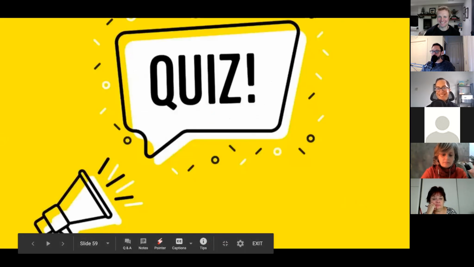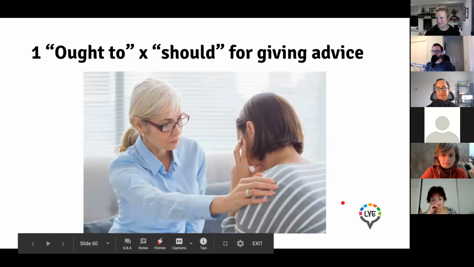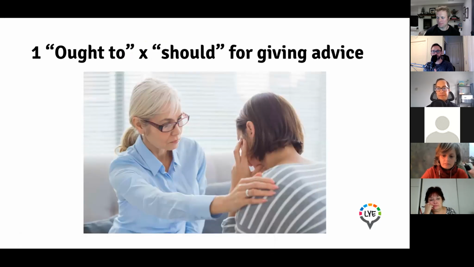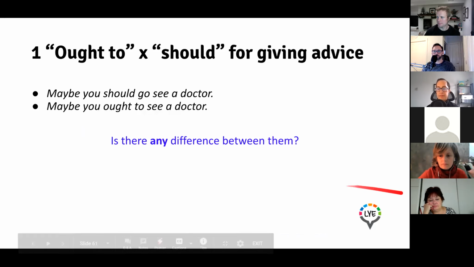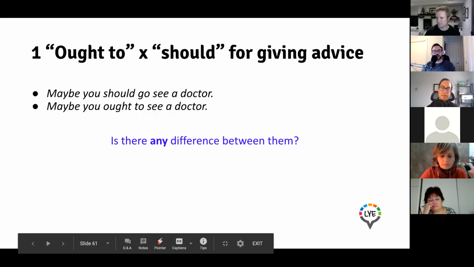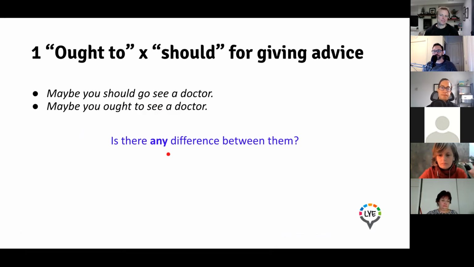Moving on to a quiz, and I kind of segue nicely into what we just talked about, in terms of giving advice: ought to and should. We know that both ought to and should are used for the function of giving advice or making suggestions, right? But I have a question for all of you. When you say these two sentences, maybe you should go see a doctor, maybe you ought to see a doctor, is there any difference between them?